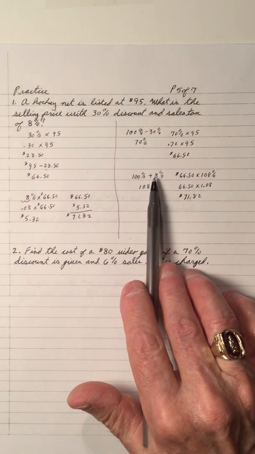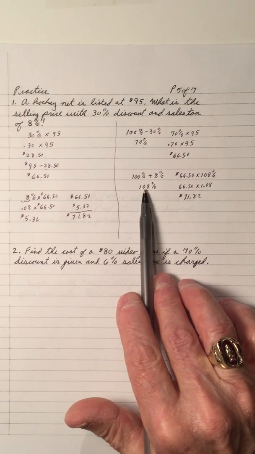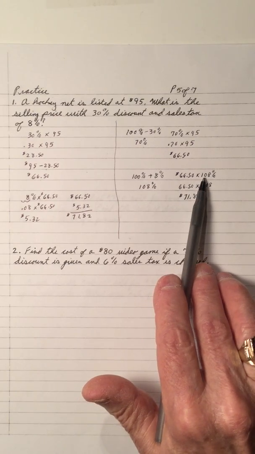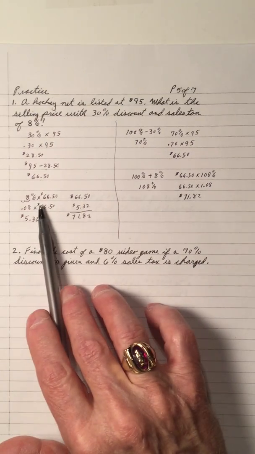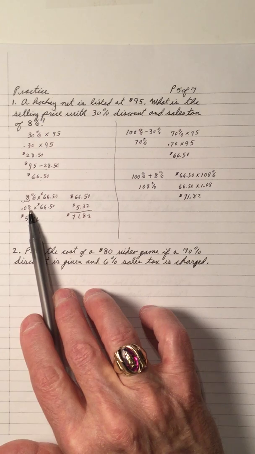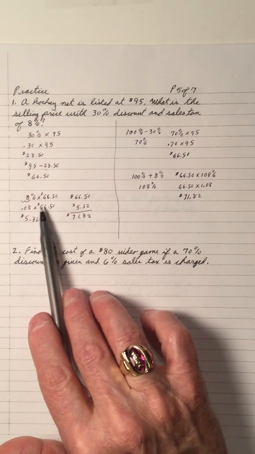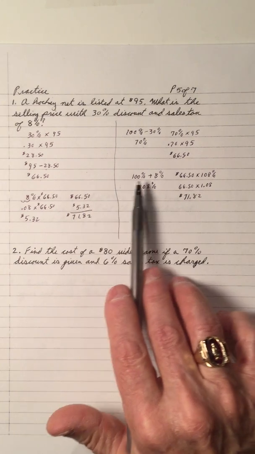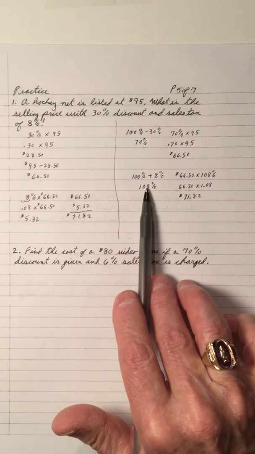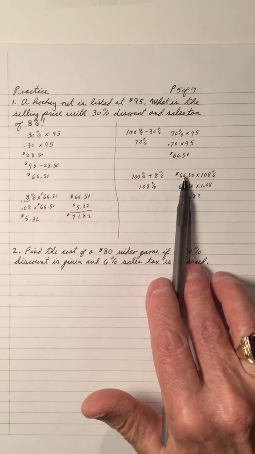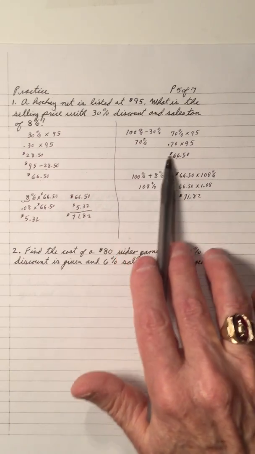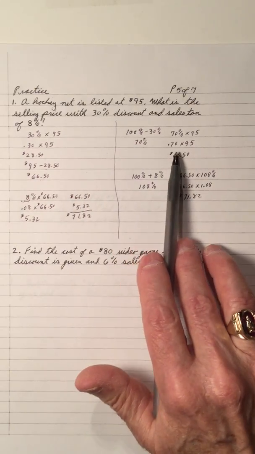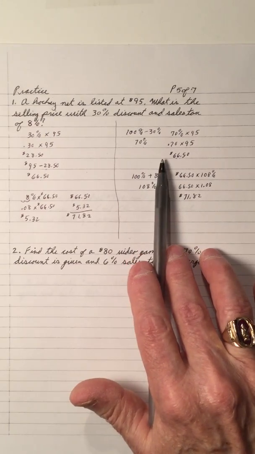Again, notice the sales tax is being added on as an increase. So it's 100% plus 8%. So it's really 108% of the price. Doing it this way, over here, I did the sales tax of 8%, which is $5.32, and then I added the $5.32 on. Here, I added the percent first, and then I multiplied by the price. So again, this side here is shorter, quicker, nice way to think.